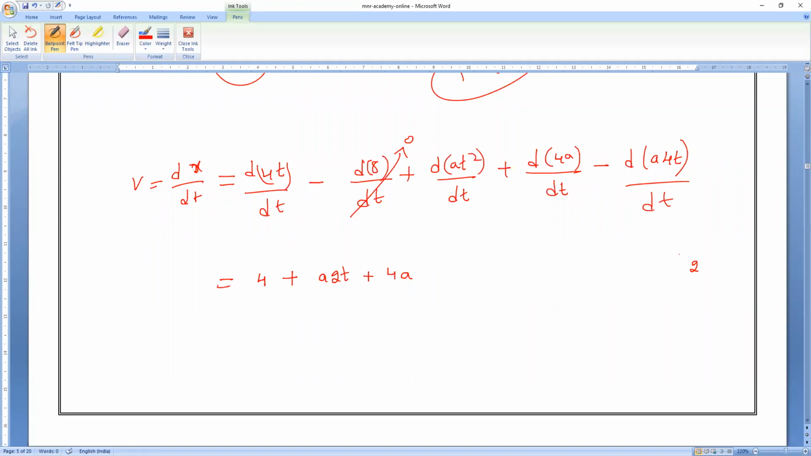Sir, we have to cancel that, sir. Which one? 2a only will come, sir. Here, this is 2a, correct? T, you have to cancel. Okay, okay. So 2a t. Is it okay? Okay. Yes, sir. Next, this one is constant.